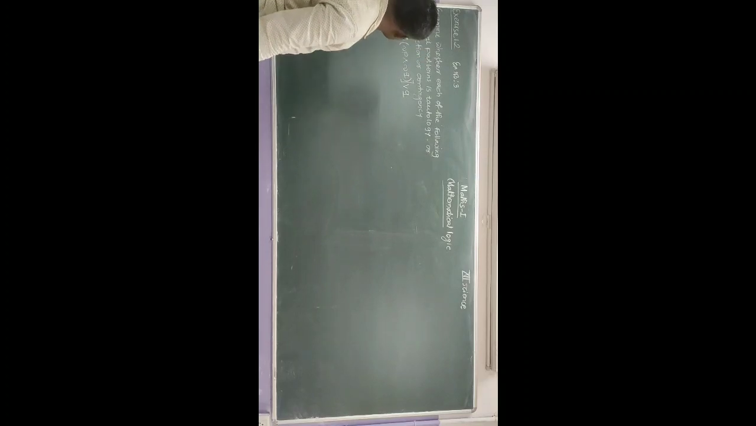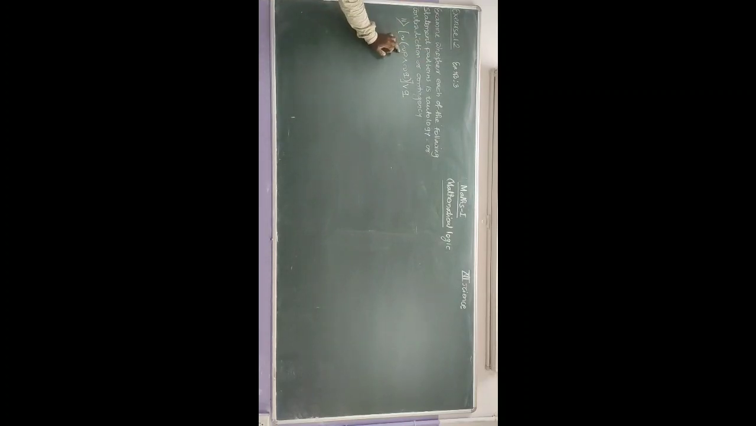Second example: ~(~P ∧ ~Q) ∨ Q. Prepare its truth table. See here, there are two simple statements, P and Q. Therefore write first column P, second column Q.